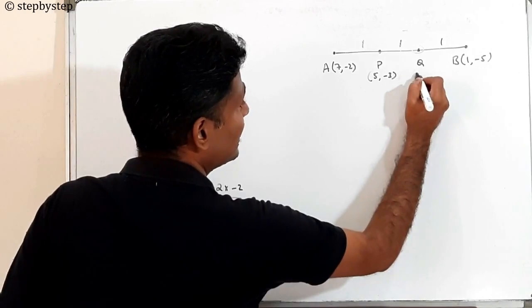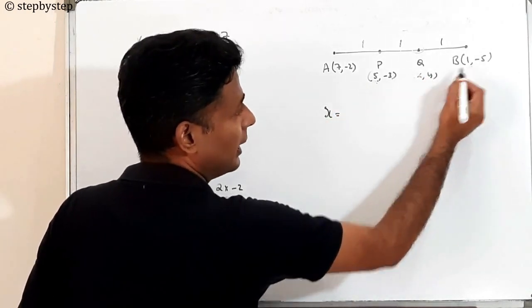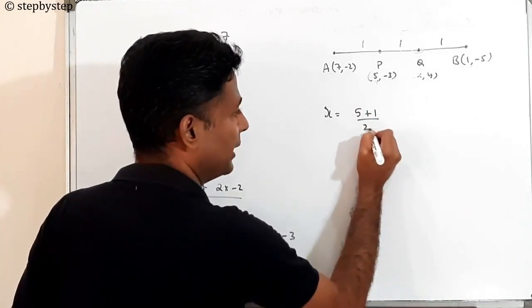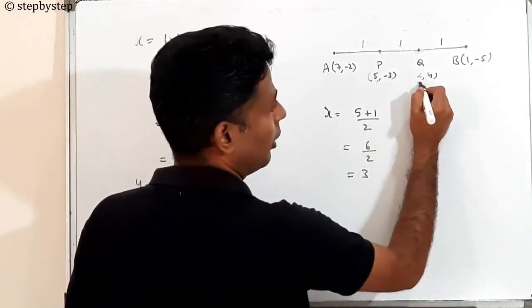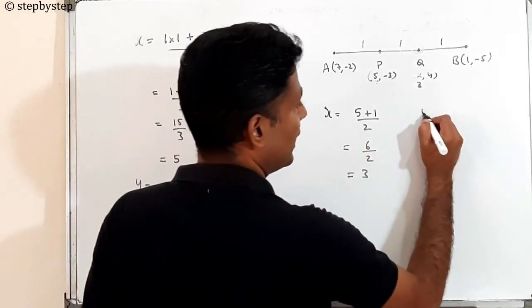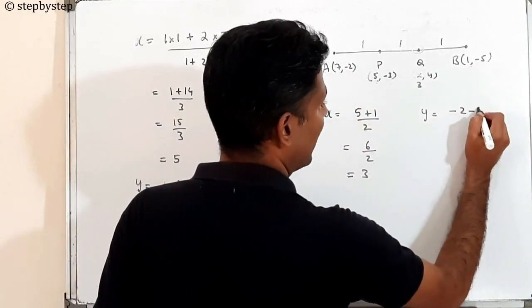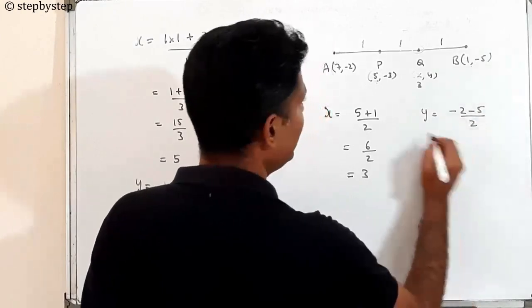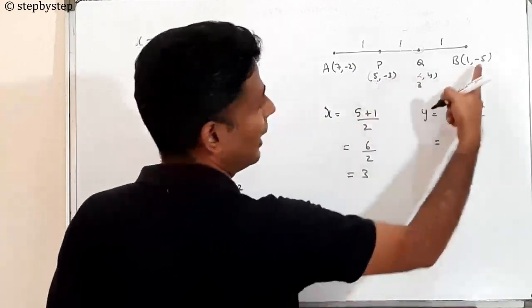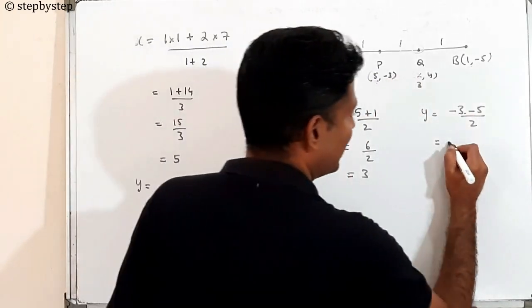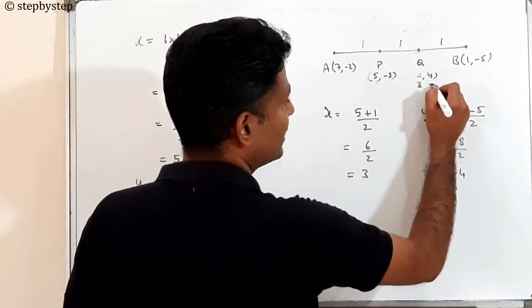So what do we get? Let this be x and y now. So what will x be? x will be (x1 plus x2) by 2, that is 5 plus 1 by 2, that is 6 by 2, that is 3. So we got the x coordinate as 3. Similarly y will be (y1 plus y2) by 2, that is minus 2 minus 5 by 2. Sorry, not minus 2, we have to see this. So it is minus 3 minus 5 by 2, so minus 8 by 2, that is minus 4. So what are the coordinates of this point?